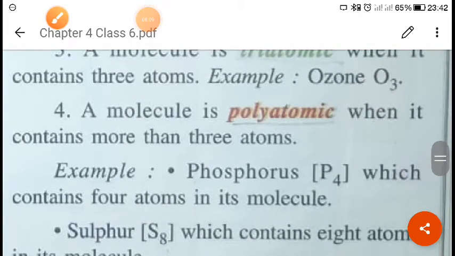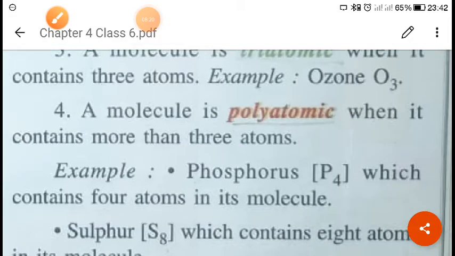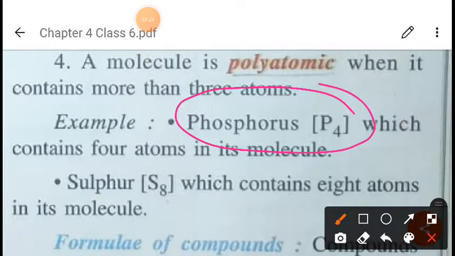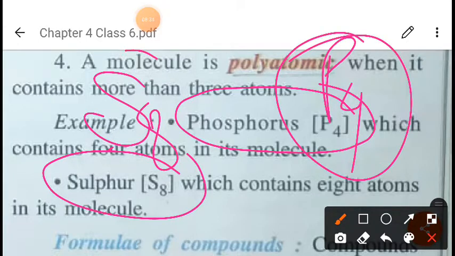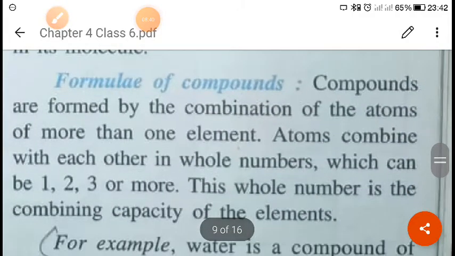Next is polyatomic. A molecule is polyatomic when it contains more than three atoms. If it contains more than three atoms, then it is called polyatomic. For example, phosphorus has four atoms, so it is polyatomic, and sulfur has eight atoms. In S8 there are 8 atoms, and in P4 there are 4 atoms. So this type of molecule is called polyatomic. I hope you have understood this.